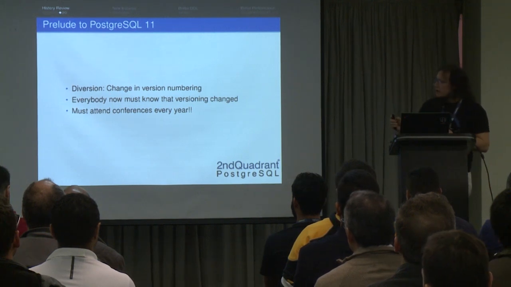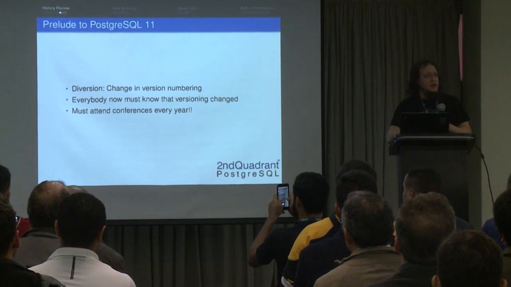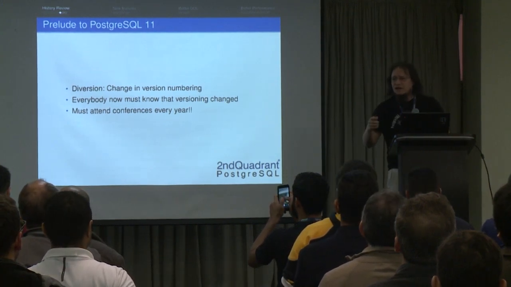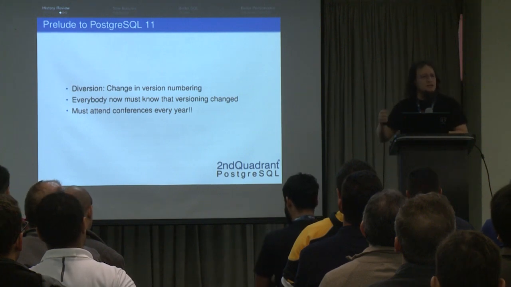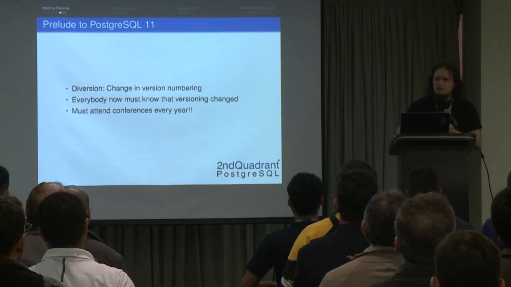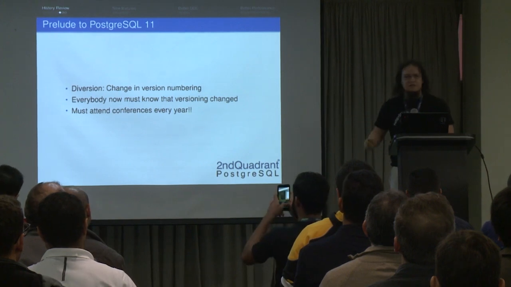Hang on. We were having Postgres 9, and then Postgres 9.1, and then Postgres 9.2, and then Postgres 9.3, and each of these was a yearly release with new features. So how come we changed from Postgres 10 to Postgres 11 in a single jump? This was wrong, right? Well, we changed the version numbering.